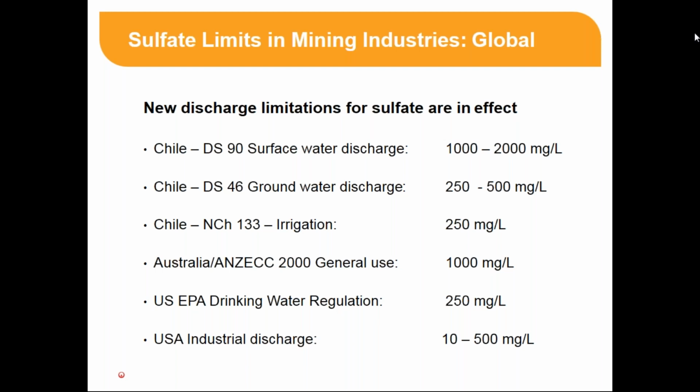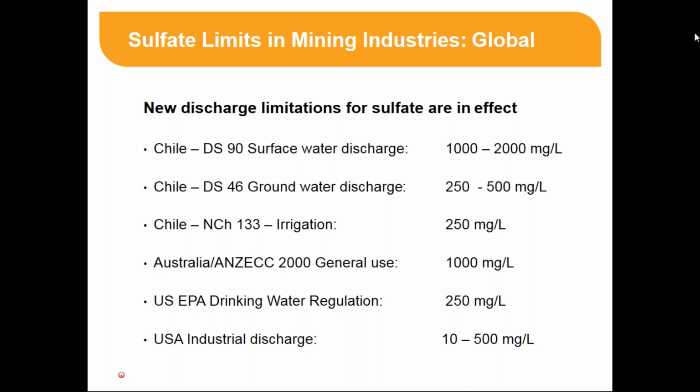Let's look at some sulfate limits in the mining industry across the globe. Chile has a groundwater sulfate discharge limitation of around 250 milligrams to 500 milligrams per liter. On the irrigation side, they have around 250 milligrams per liter. Whereas the US has a drinking water standard of around 250 milligrams per liter, and the industrial discharge standard is less than or around 500 milligrams per liter.